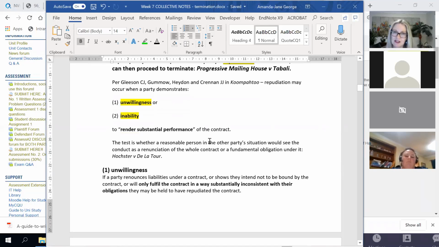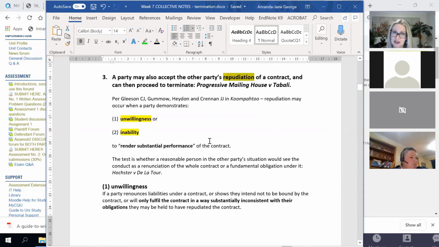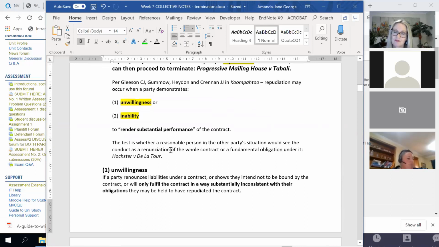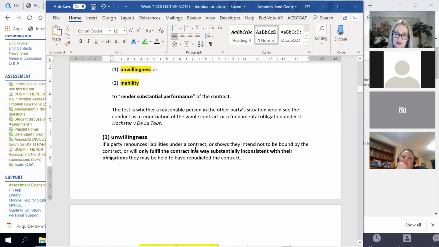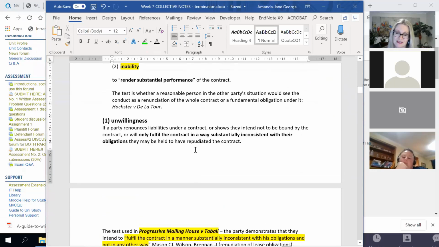That gives you then the ability to get out, call it quits, and potentially sue them for loss of bargain damages. The test there is whether a reasonable person in the other party's situation would see the conduct as a renunciation of the whole contract or a fundamental obligation under it. It's got to be very clear. Okay, so if you think of the Foran and White situation, the right of way, land purchase and sale, in that kind of thing, the indication that you just can't do something crucial that the contract requires of you, that will be a repudiation. Okay, there are differences, there are nuances, as there always are with this stuff.